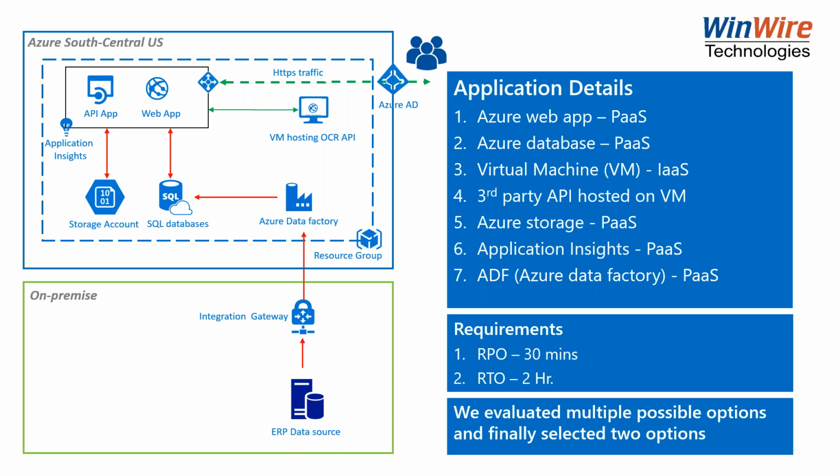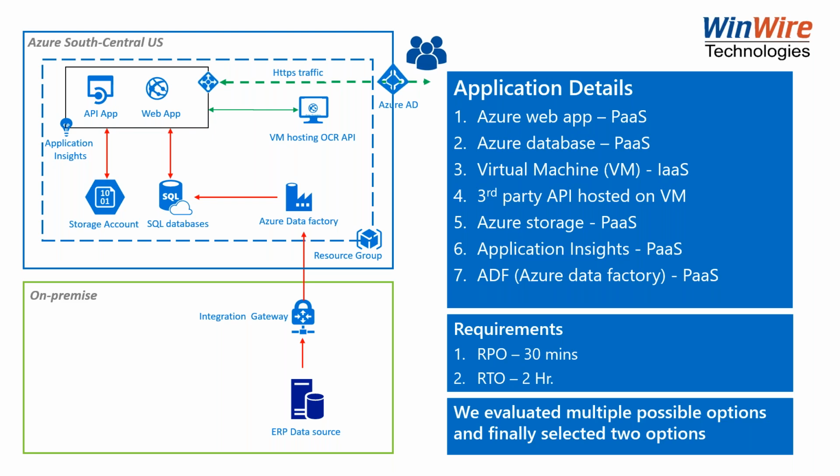And the outcome was RPO. They said, okay, we are okay if we lose 30 minutes of data, and for RTO, if the system goes down, it is okay for us to get back on feet within 2 hours, right? So these are pretty relaxed numbers, I should say, from a cloud perspective. It gave us very quick flexibility to evaluate multiple options.